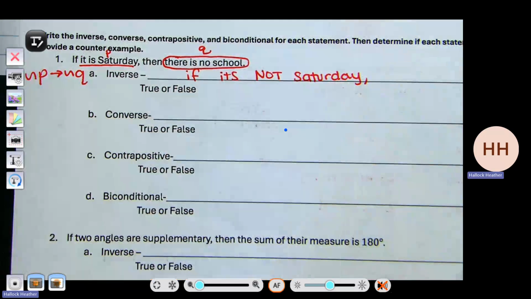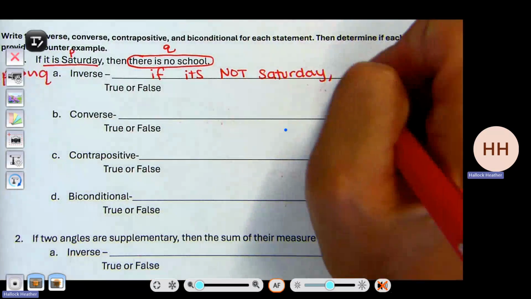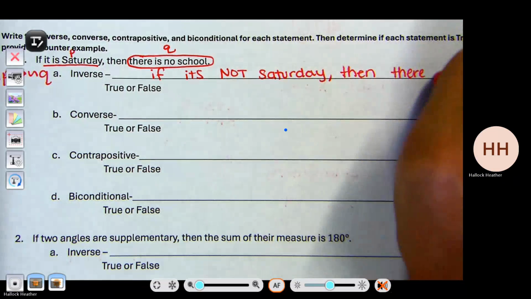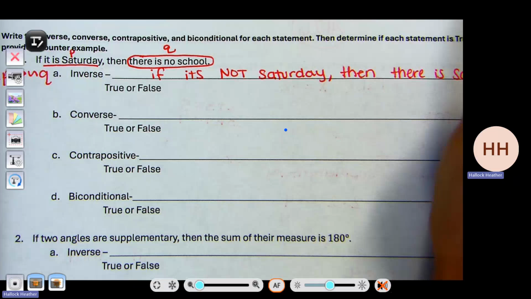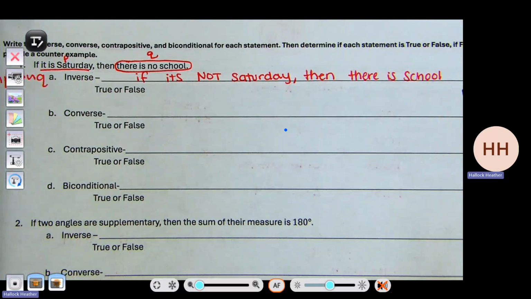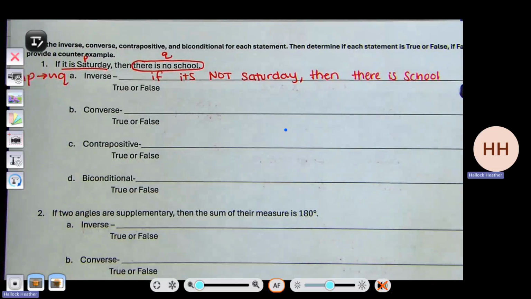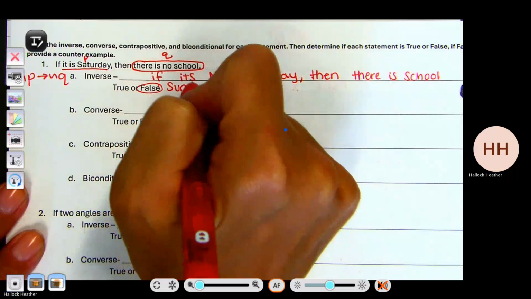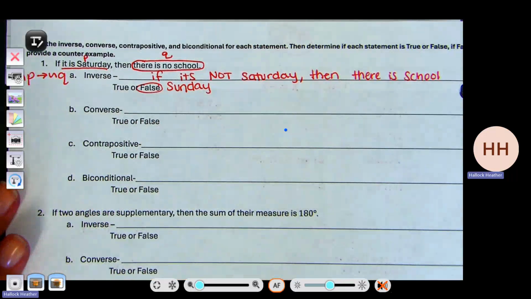So what would be the second half of my sentence? Then there is school. So you're using the words if and then. Then there is school. And we need to decide, is this a true statement or is it false? So if it is not Saturday, then there is school. But what about Sunday? This is false because of Sunday. So if it's not Saturday, it could be Sunday and we still not have school.